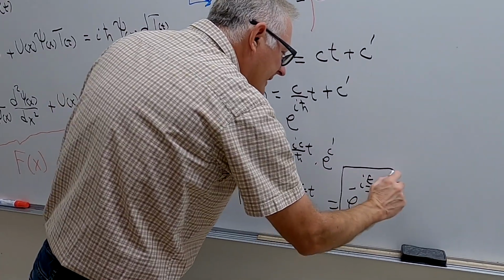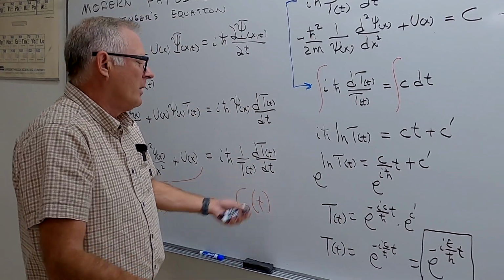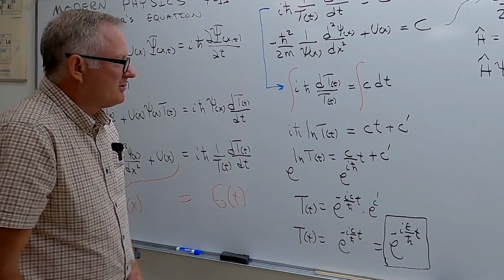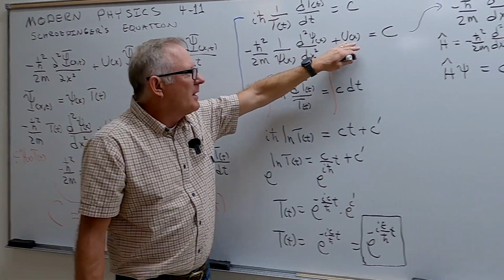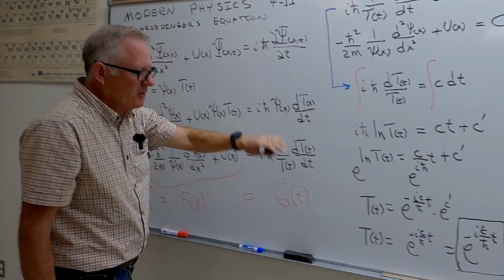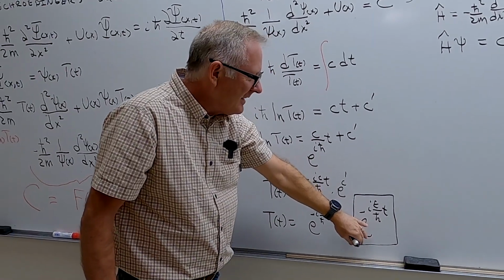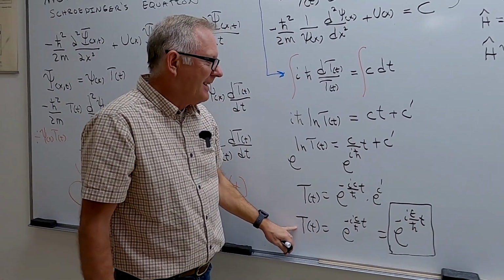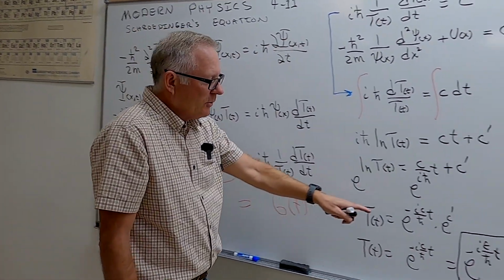Now I should say this isn't going to change for any specific situation. It has nothing to do with the forces on it, because that's in a different equation right here. And since this is always true, it's not like we're going to get a different T of t later. That's it for quantum mechanics right here. And so what is this doing?